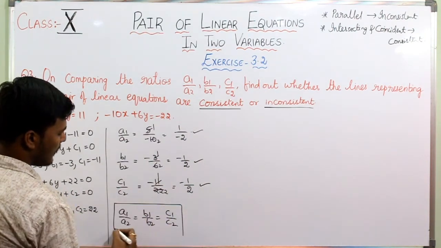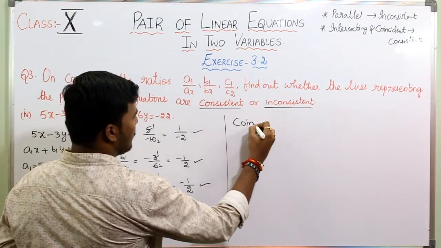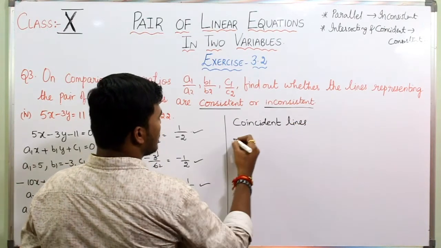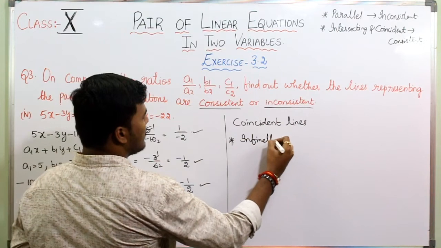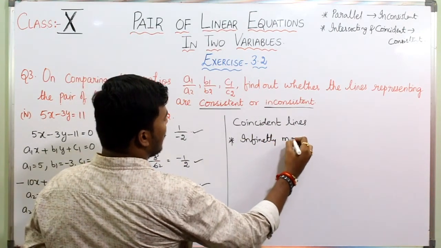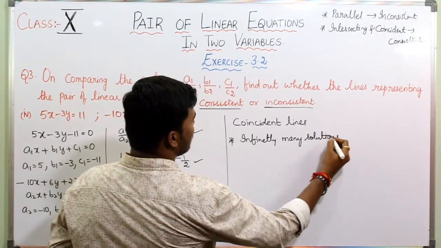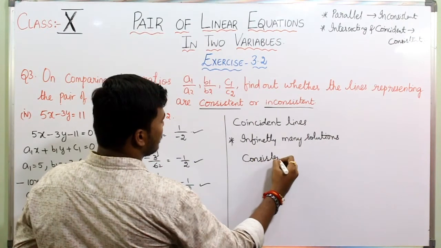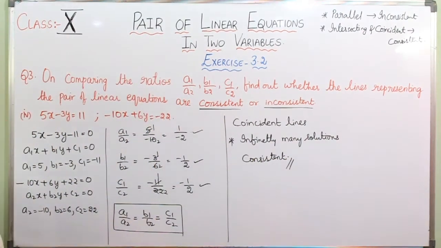If all the three are equal, then they are called coincident lines. What type of lines are they? Coincident lines. So as they are coincident lines, how many solutions will they have? Infinitely many solutions. As they have infinitely many solutions, they come under consistent. Therefore the lines are consistent.